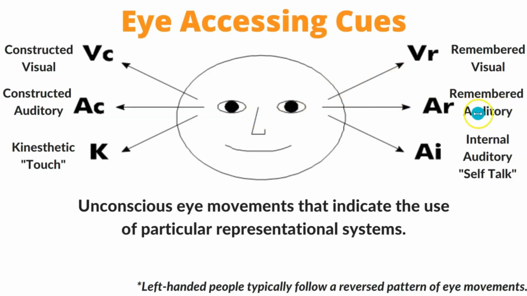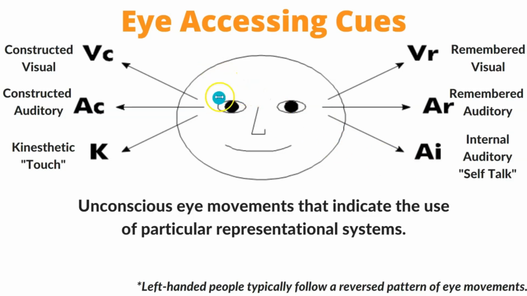Over here we would have remembered auditory. This is where a person's eyes would move if they're remembering a particular sound, like the sound of their mother's voice, or the sound of a school bell. And then down here we have internal auditory, also known as self-talk. People's eyes will point towards here when they're basically talking to themselves.